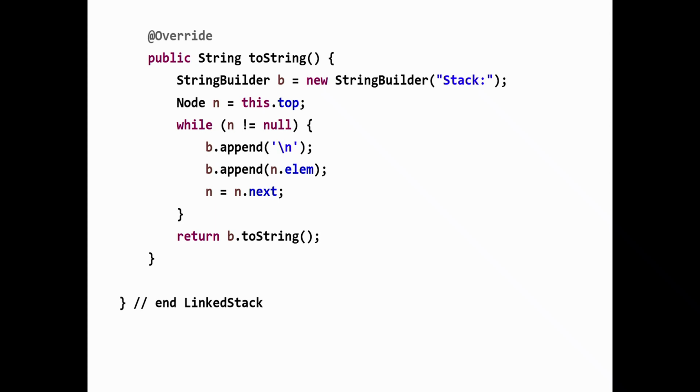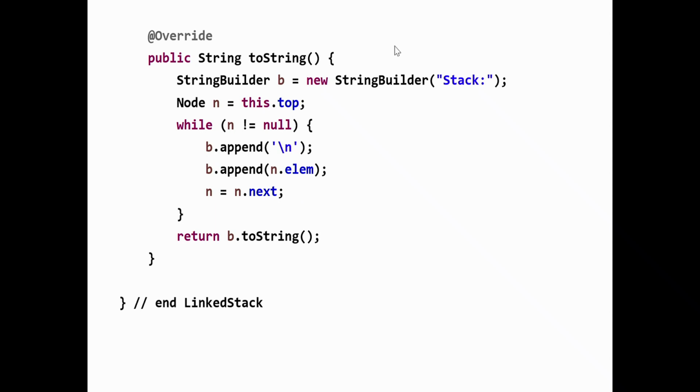So toString just looks like this. I'm going to start the string with the string stack, and then I'm going to print out the elements on separate lines, so it actually looks like a stack from top to bottom. Starting at the top node, here's my little loop. While n's not null, do something with the node. I'm going to add a new line. So it's going to have stack, and then on the next line it's going to have the top element. So I'm going to append n.elem, and then I'm going to update n. So n now goes to n.next.